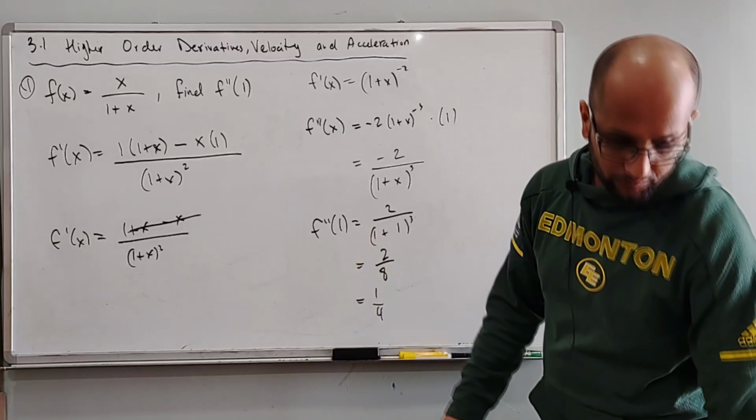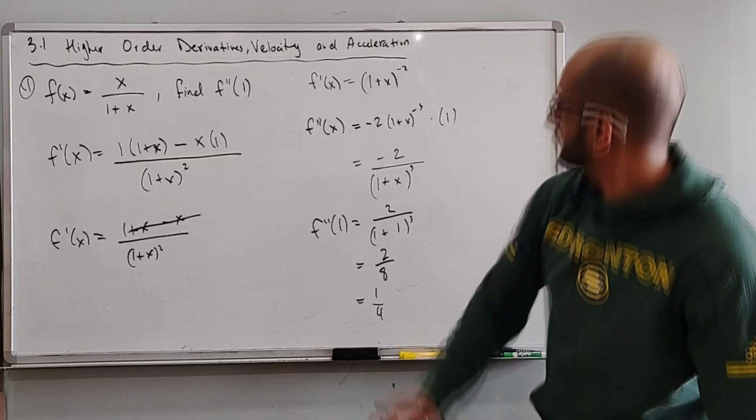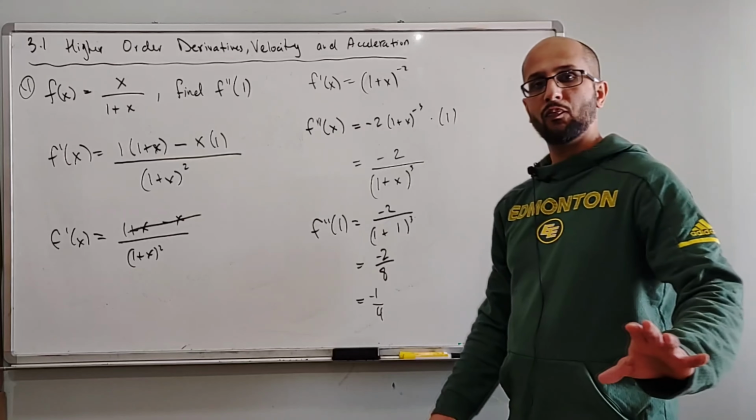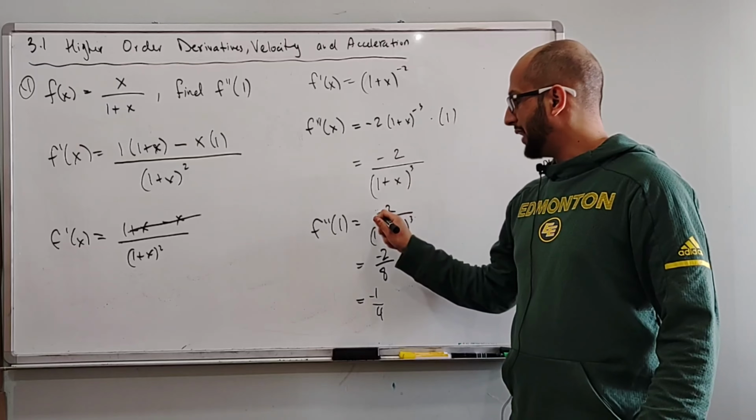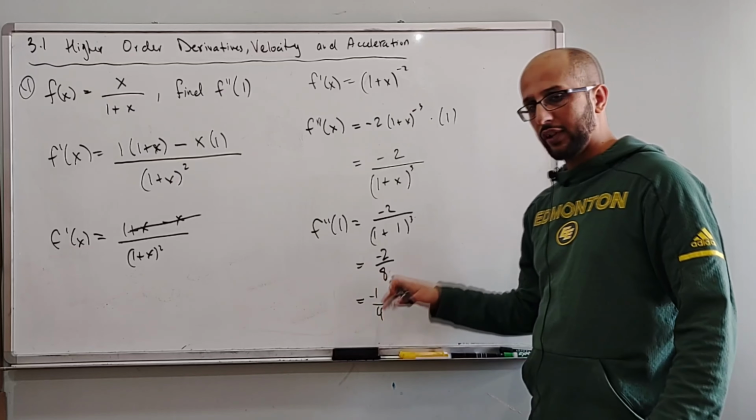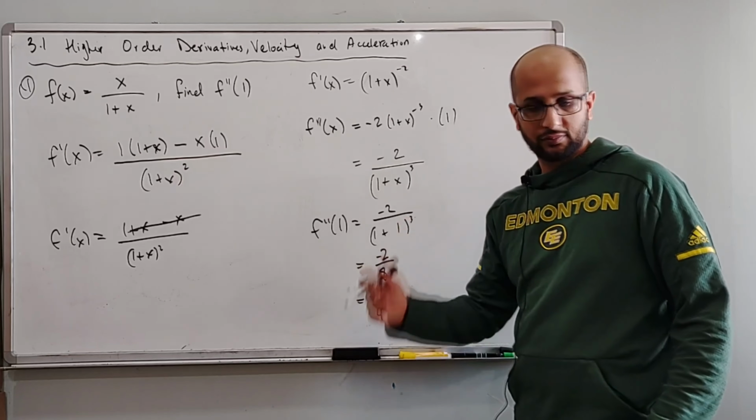Let's take another example. Pause, I forgot to include the negative. It would be negative 2 over 1 plus 1 cubed, and negative 2 over 8, and then negative 1 over 4.